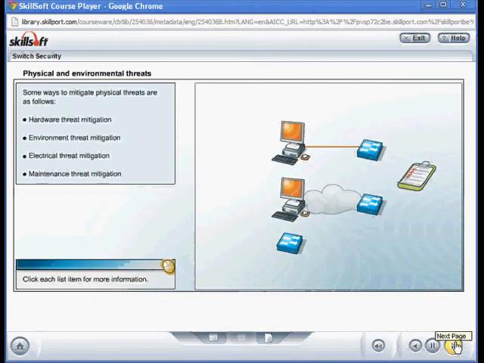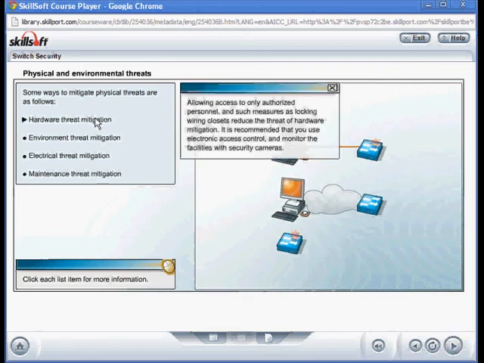Some ways to mitigate physical threats are as follows: hardware threat mitigation, environment threat mitigation, electrical threat mitigation, maintenance threat mitigation. Allowing access to only authorized personnel and such measures as locking wiring closets reduce the threat of hardware mitigation. It is recommended that you use electronic access control and monitor the facilities with security cameras.